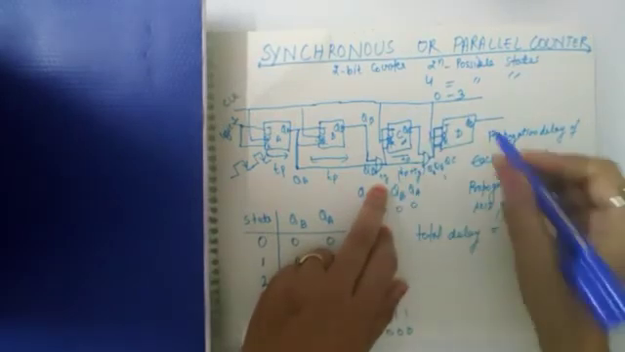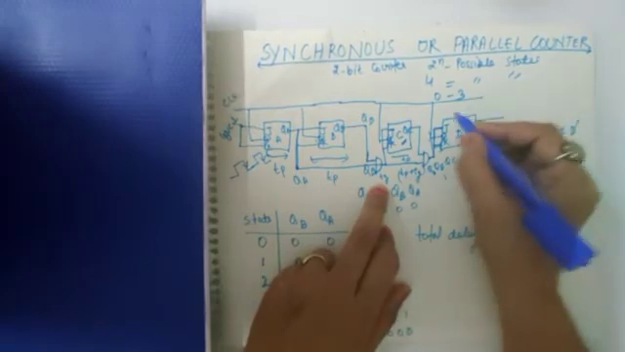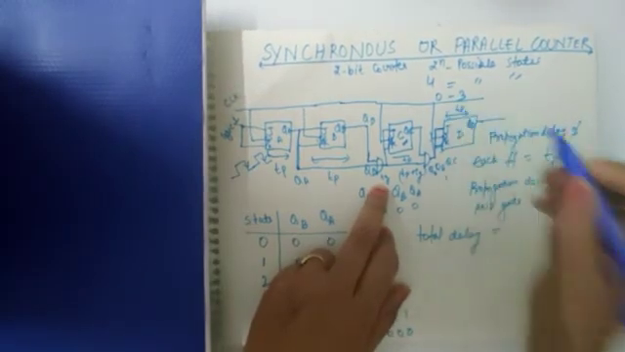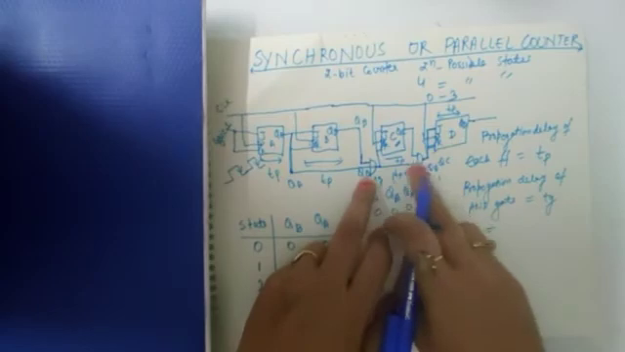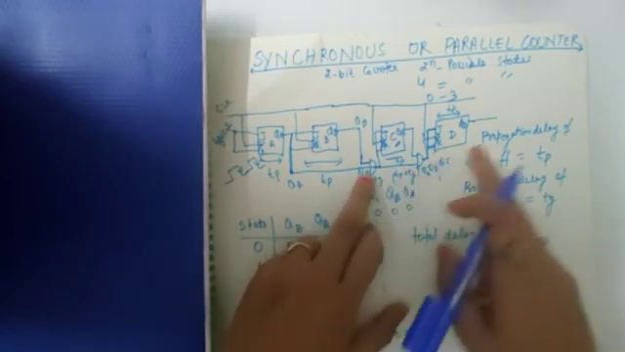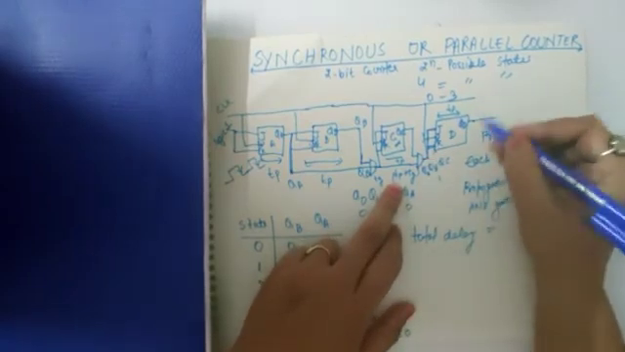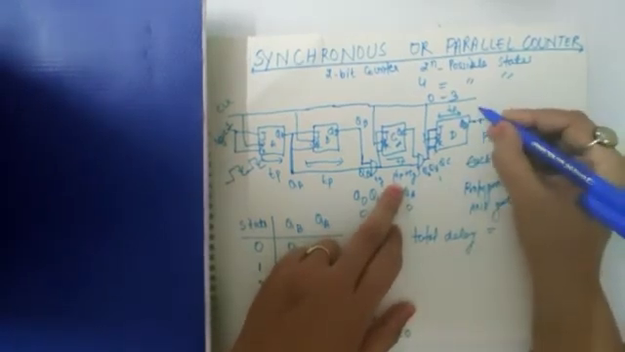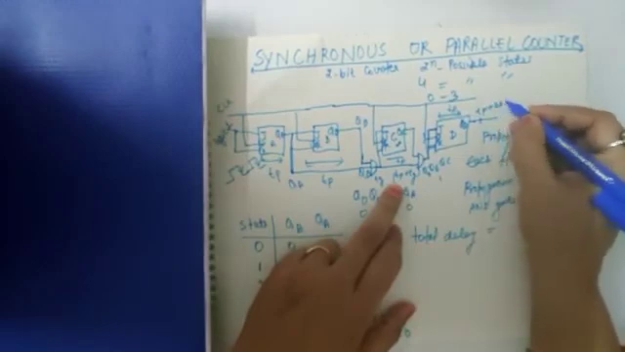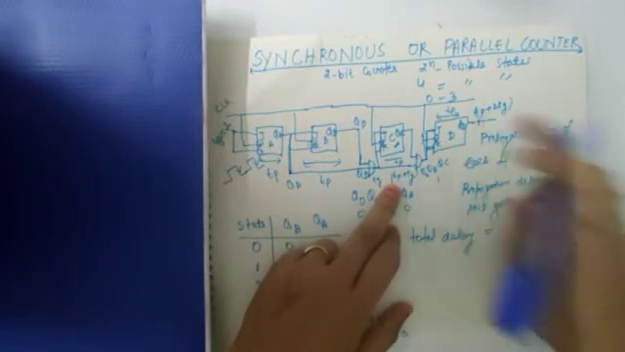Okay. Now when we reach the fourth flip-flop, this has the propagation delay TP and it uses two AND gates: TG propagation delay for the first gate and TG propagation delay for the second gate. So total propagation delay here is TP plus 2 TG.